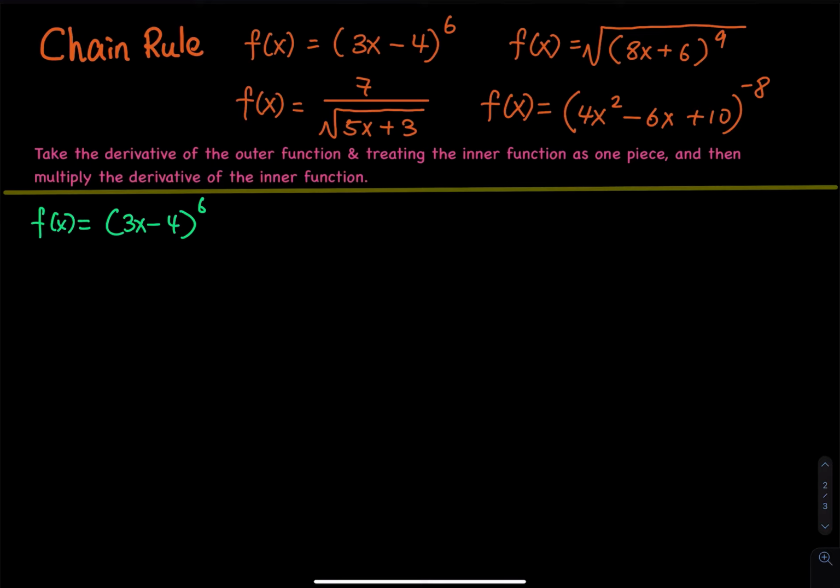We have four functions. Let's practice the chain rule. So for chain rule, you have to take the derivative of the outer function, treating the inner function as one piece, and then multiply by the derivative of the inner function. Let's take a look at the first function.